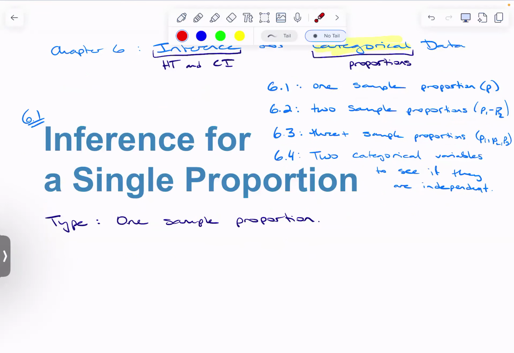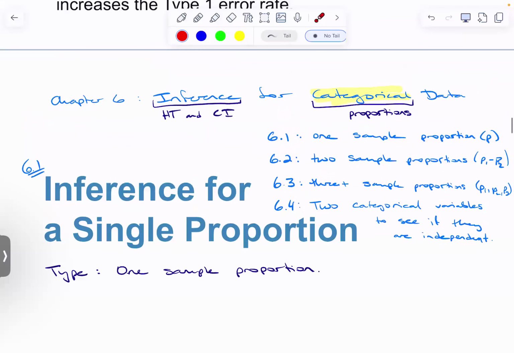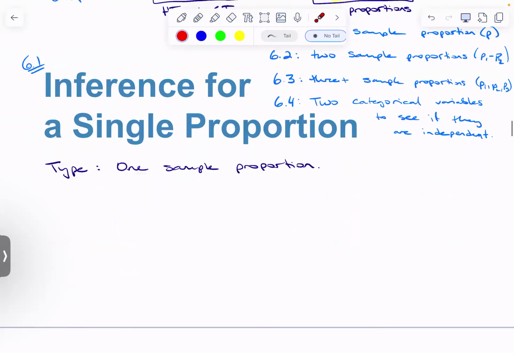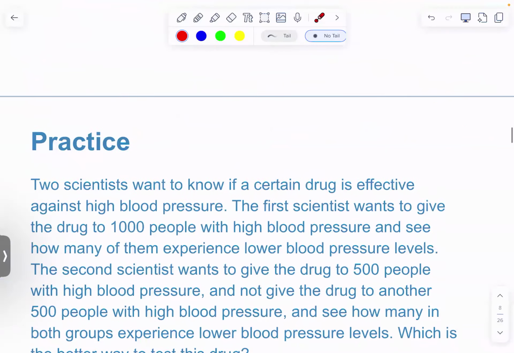So 6.1, inference for a single proportion. And I guess I could say in chapter 7, we do the same thing, but for numerical data, right? Where we talk about means. We start with one sample mean, and then we go to two sample means. It's kind of two different ways that we could have two sample means. Stay tuned. And then 3 or more sample means. So there's that symmetry there.